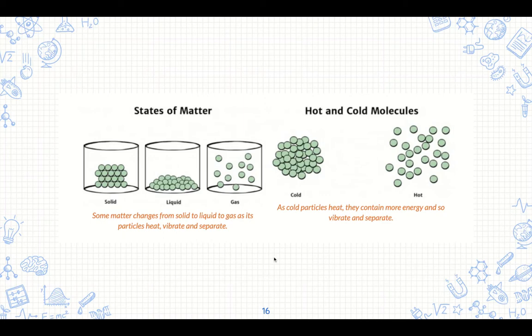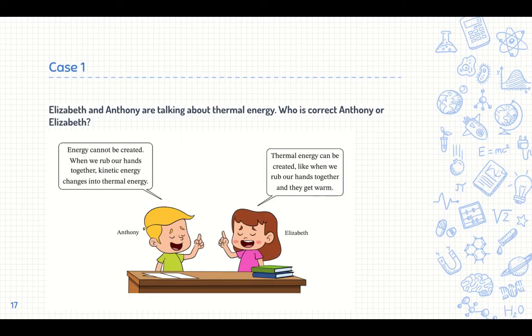In this part right here, the states of matter, again, this is a really quick review. You see the solid, liquid, and gas. Look at the particles, look at the formation, how they're bonded together, how they're separate, and how they're spread out. Some matter changes from solid to liquid to gas as its particles heat, vibrate, and separate. And then if you look in here where it says hot and cold molecules, cold and hot, as cold particles heat, they contain more energy and so vibrate and separate. Okay? Now, look at this case right here.